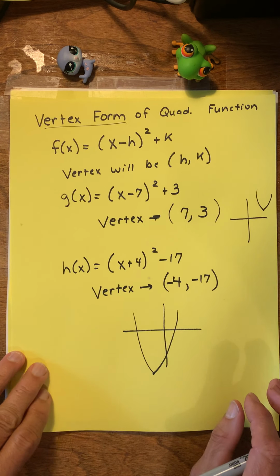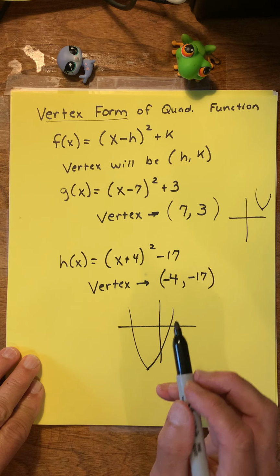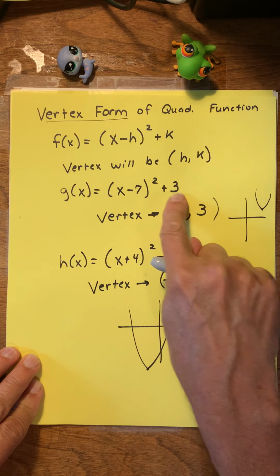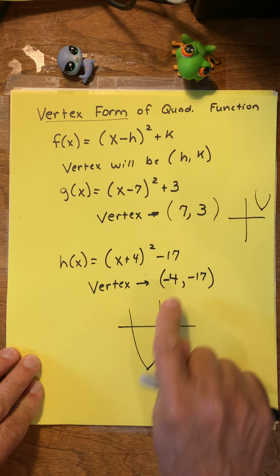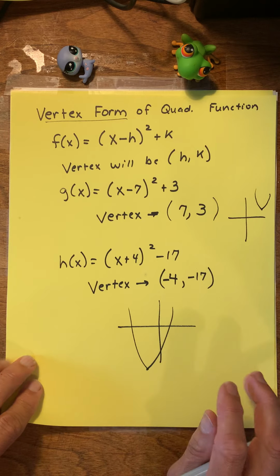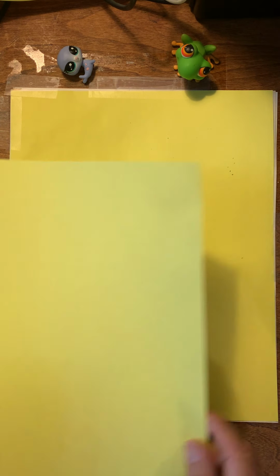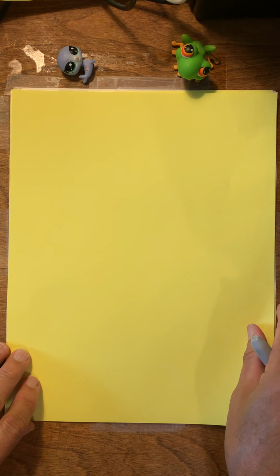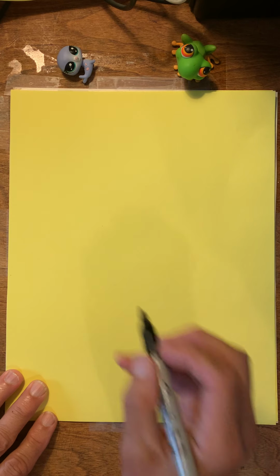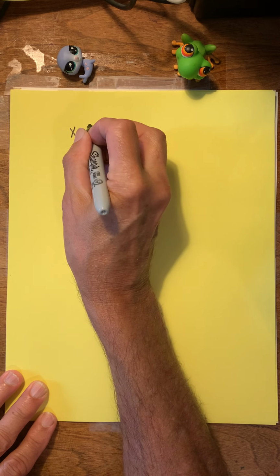Now, a couple of other things you're going to notice about your homework problems is they will ask you for the vertex, and you go, okay, it's the opposite of that and that, opposite of that and that. Then they're going to ask you for x-intercepts. Now, let me demonstrate to you that parabolas can have 2, 1, or 0 x-intercepts.